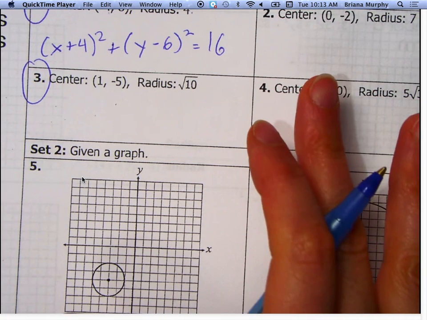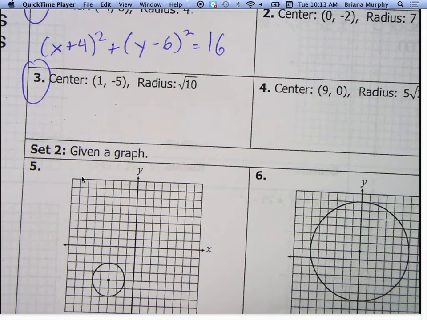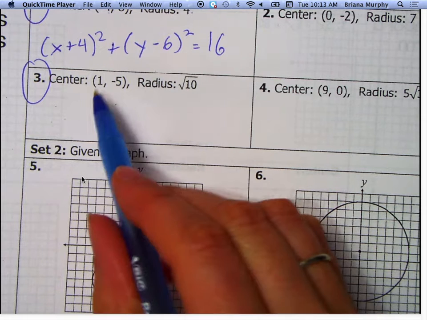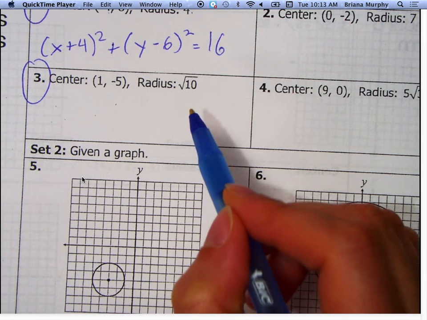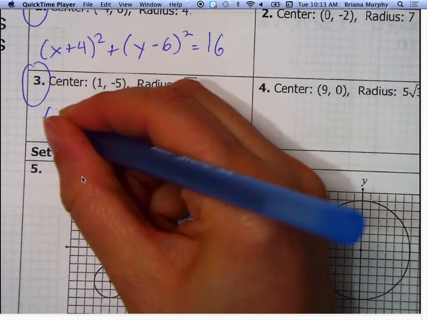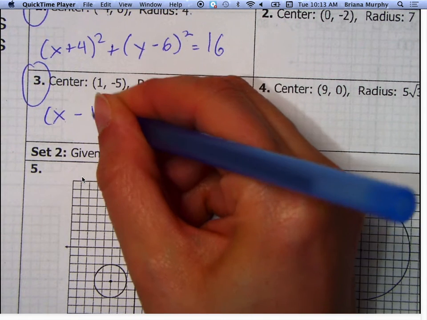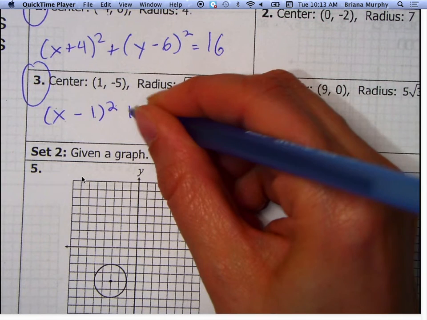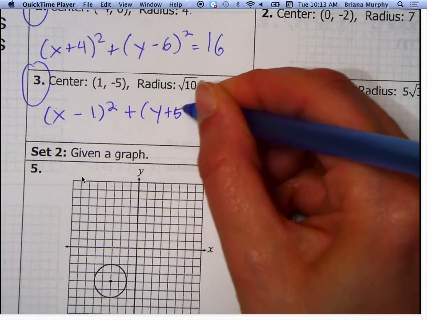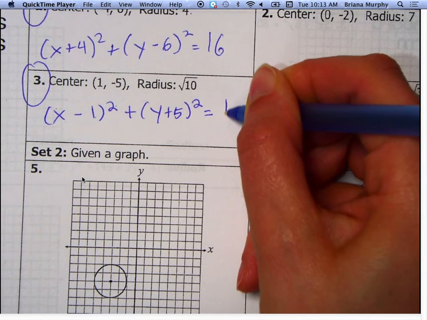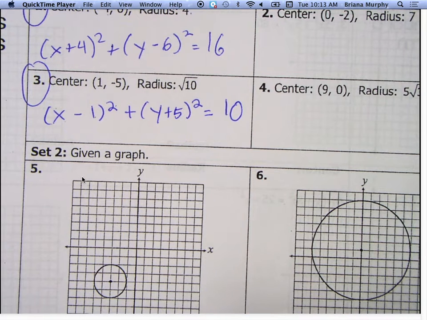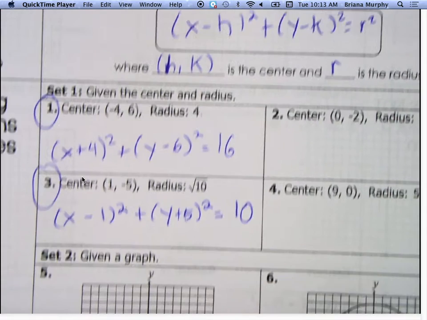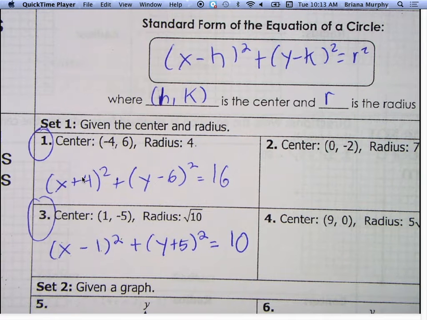Number 3. I'm just going to put it in the formula, and then I promise we'll move on to graphs, and it'll start making sense. Okay, ready? Okay. (1, negative 5) is the center. Square root 10 is my radius. So we're just going to stick it in. (x minus 1) squared plus (y plus 5) squared equals 10. Everybody okay with that? Yes, ma'am. Can you go back up where it split the equation? Sure.